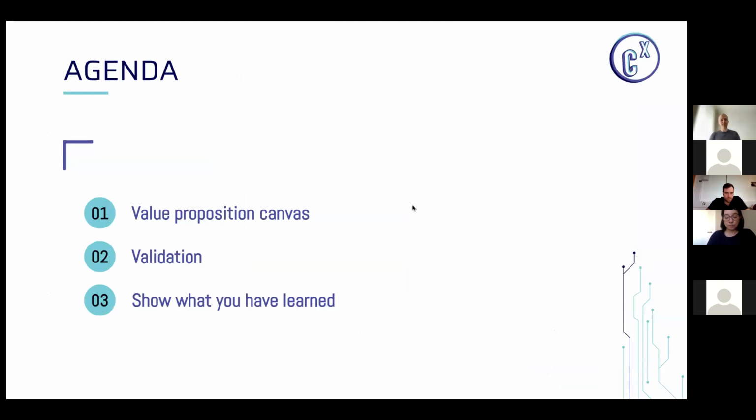The agenda of the webinar today is rather simple. In the first part, I'm going to walk you through the value proposition canvas. We'll talk about what it is, what is the value of the value proposition canvas for you, why I believe that you should spend at least some time thinking about it. Then we'll talk a little about validation, and here I'll focus on what is the validation that you should strive for, and what many could consider as validation but is not validation.